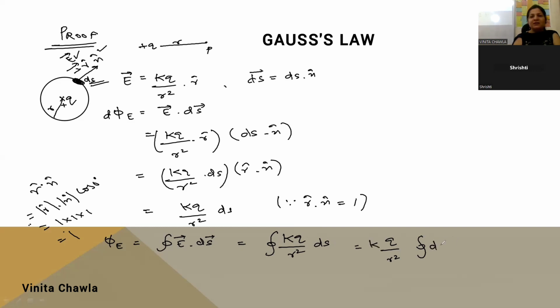And this ds. What is ds? Integration of ds will give s. What is s? Area of the spherical shell that we had considered, the Gaussian surface. Okay. So k is 1 upon 4 pi epsilon naught, and this q upon r square, and this total area is 4 pi r square, right? Now simplify this, r square and this 4 pi. So now we are left with q upon epsilon naught only.